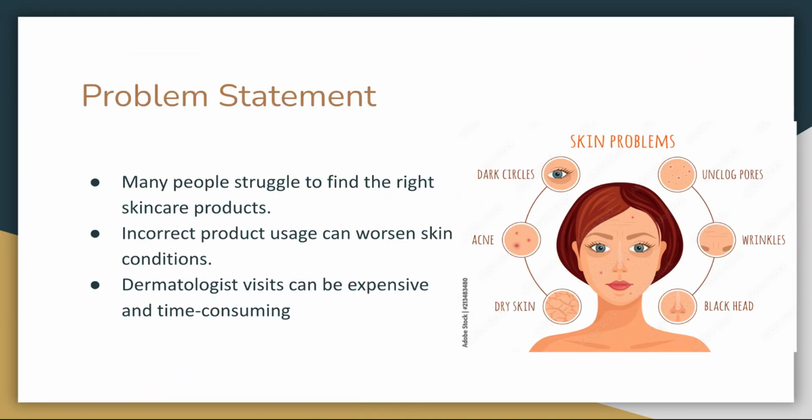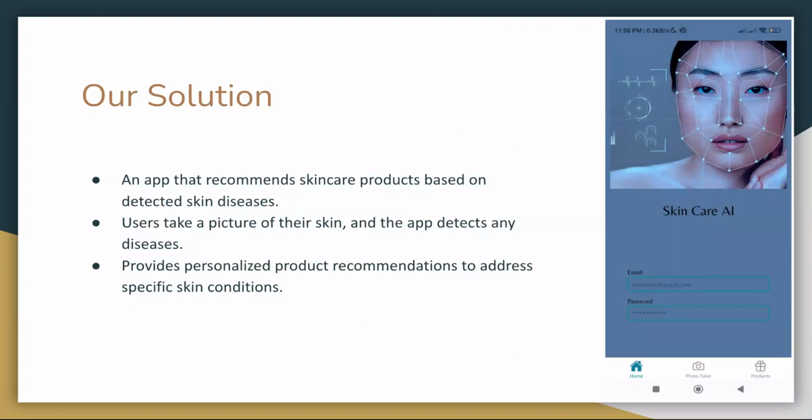So our problem statement for this hackathon is that many people struggle to find the right skincare products, and incorrect product usage can worsen their skin condition. Dermatologist visits can be expensive, and people don't have much time to go to a dermatologist. So our solution is that we have built an app that recommends skincare products based on detected skin diseases.